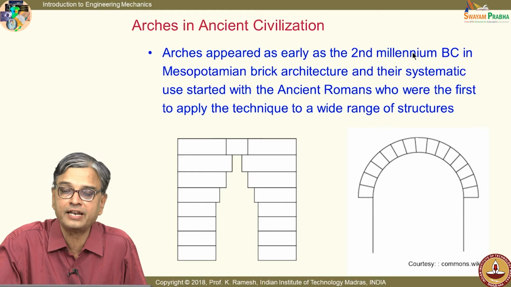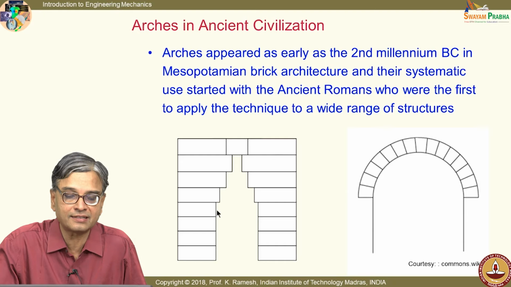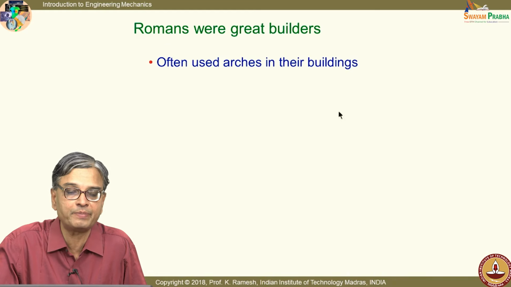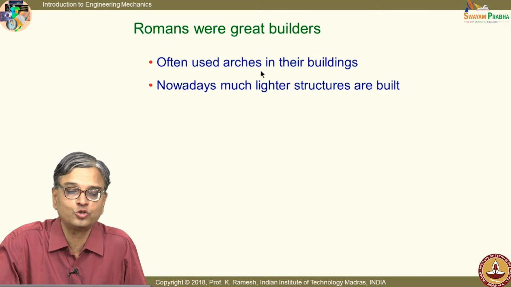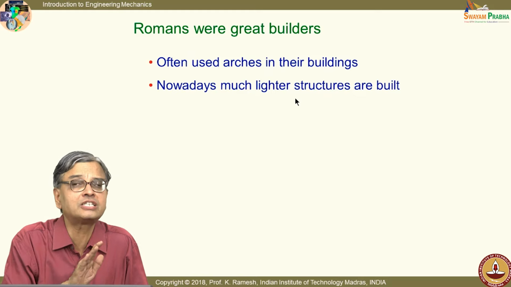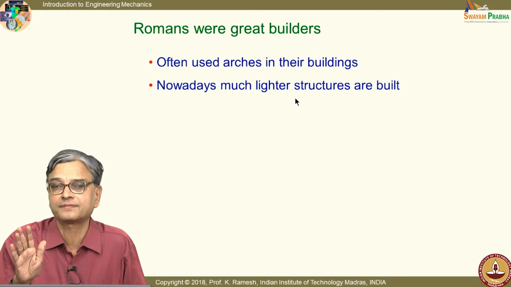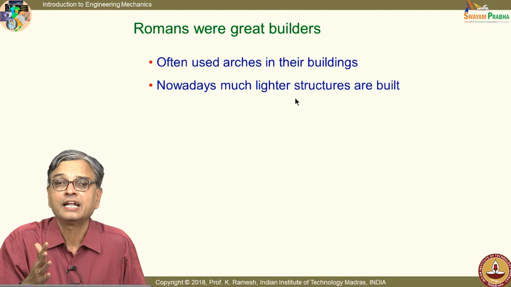Starting from the 2nd millennium BC, Mesopotamian brickwork is like this, and this is the one you find in many of the structures that Romans have built. Romans extensively used arches in their buildings. And you should know, nowadays much lighter structures are built. You have to conserve material, and people have looked at engineering as advanced.